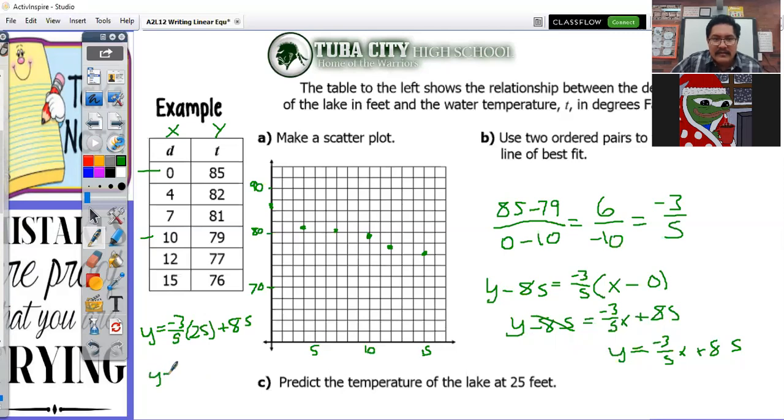Okay, we're almost done. Just give me one more minute. All right, 25 times negative 3 is negative 75, divided by 5 would be negative 15, plus 85, which means the temperature would be about 60 degrees. I hope I did that right. Actually, no, wait. That wouldn't be 60, it would be 70.